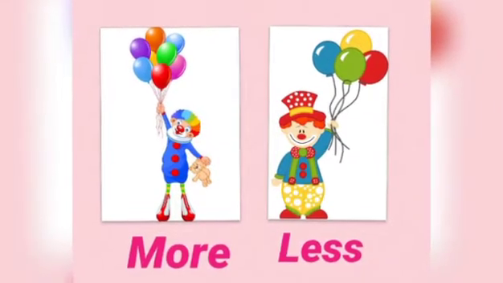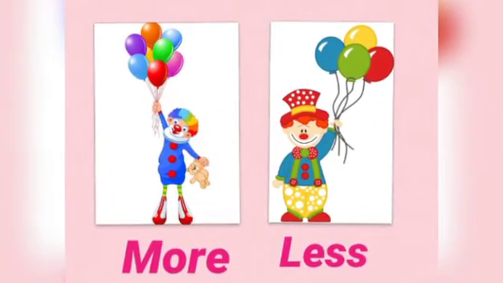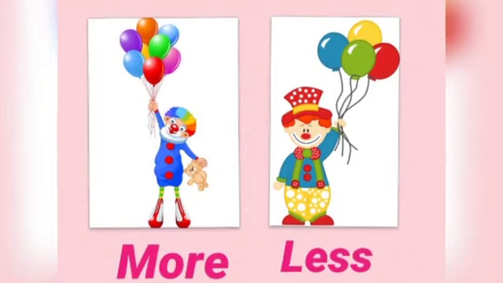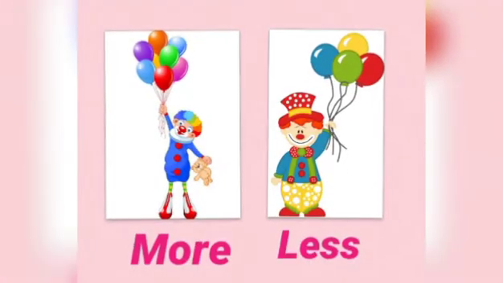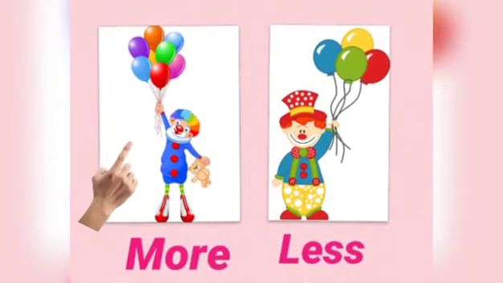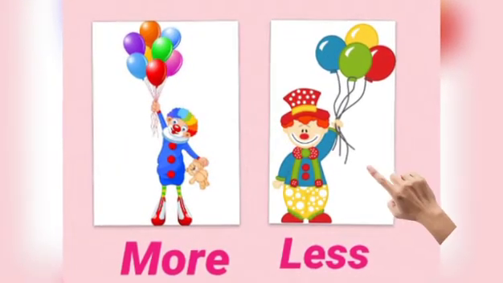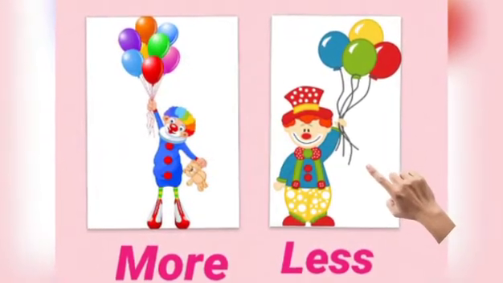Then you learnt about more and less. Here in this picture you can see two clowns with balloons. This clown has more balloons and this clown has less balloons.